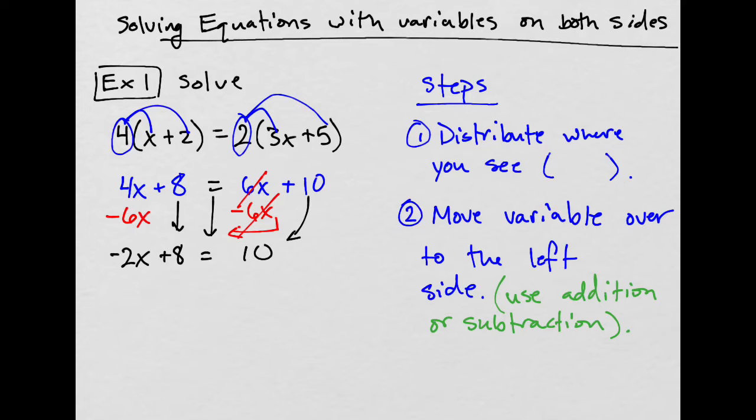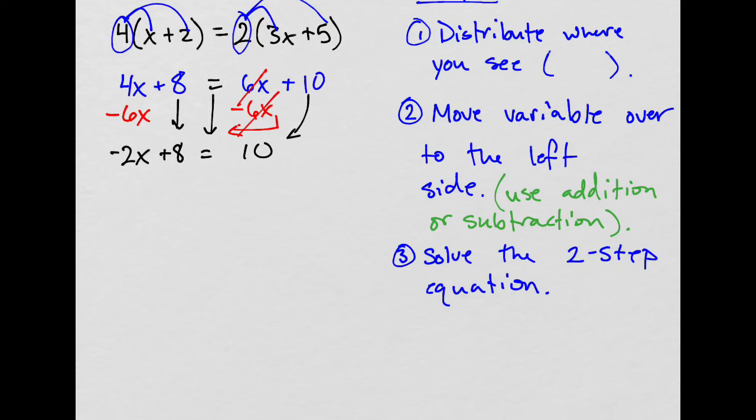And now you should snap your fingers and say, oh, look at this. I know how to solve this. This is just a regular two-step equation. So that's actually the third step. After you move the variable over to the left side, just solve the two-step equation. So I'm going to write that down. So again, I advise you to pause the video, write that down before you move on so that you can see me actually work this out. So to solve the two-step equation, you start on the side with the variable, and you work on the number that is farthest away from the variable.